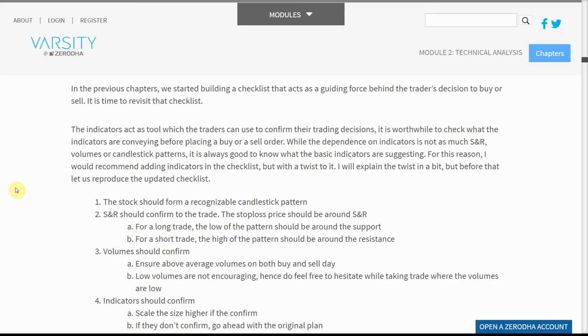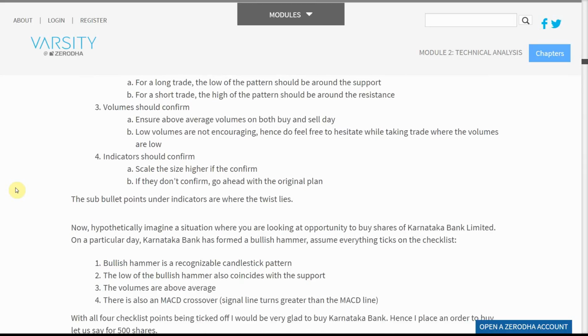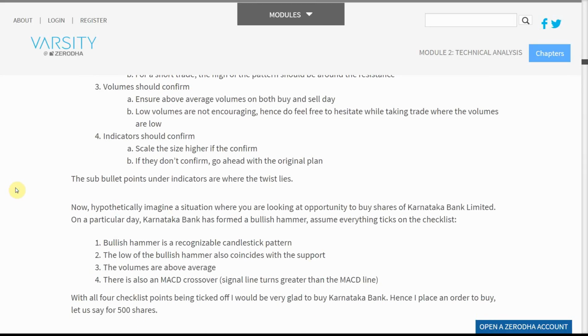Volumes should confirm. Ensure above average volumes on both buy and sell day. Low volumes are not encouraging. Hence, do feel free to hesitate while taking a trade where the volumes are low. Indicators should confirm. Scale the size higher if they confirm. If they don't confirm, go ahead with the original plan.